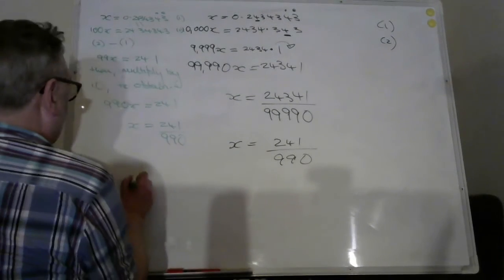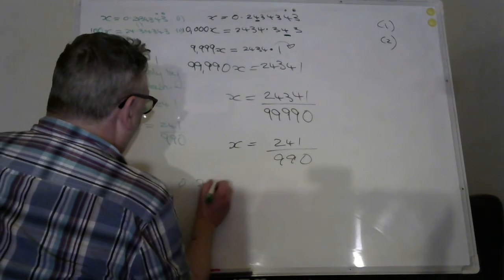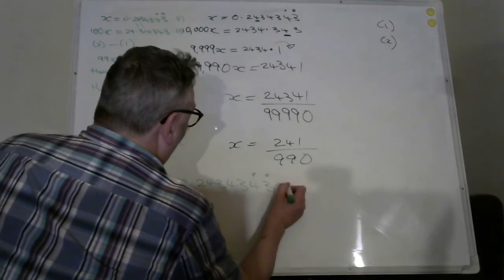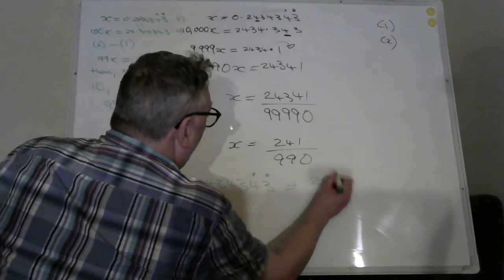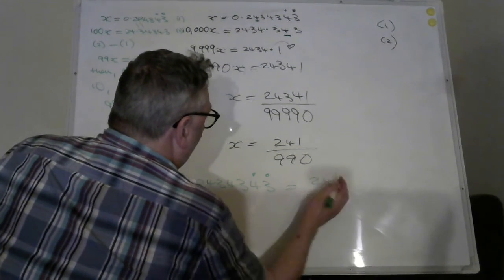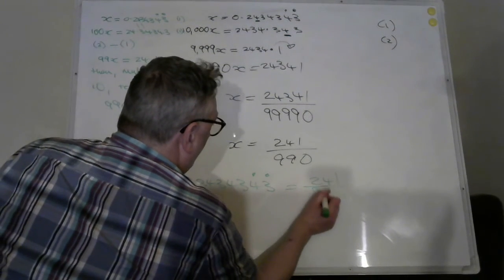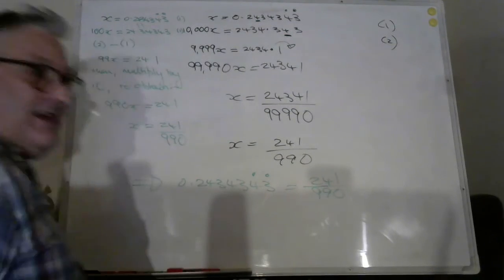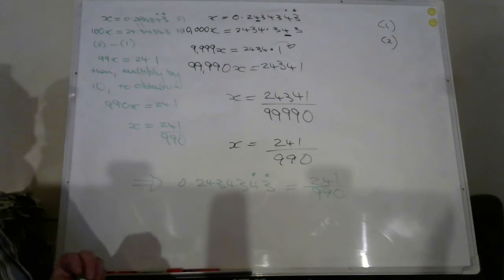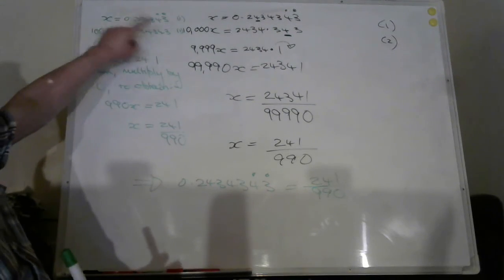So the implication being, and you've got to write it like this, that 0.2434343 recurring is equal to 241 over 990. My 9s look more like at signs, don't they, or A's. So one final method is, yeah, you multiply by 10 and you multiply by 1,000. You do actually. Really, that would have been the best thing to do.